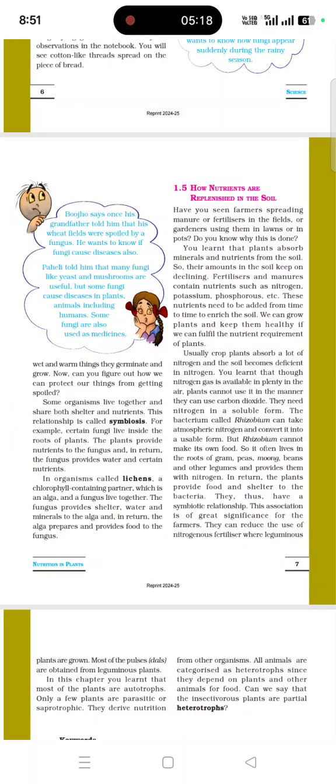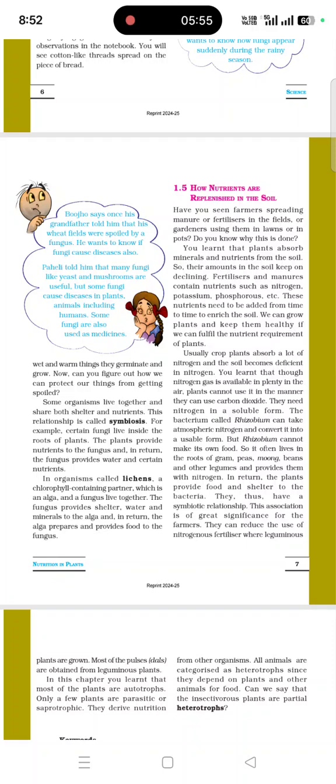Now next we are going to see another mode of nutrition, that is symbiosis. Symbiosis is a relationship where two living organisms live like friends. They cooperate with each other, for example, they share their food and shelter with each other. Here we are going to see the case of certain fungi which live inside the roots of plants, and also the case of root nodules. The organism called lichen is a chlorophyll-containing partner, an alga, and a fungus living together. The combination of this alga and fungus is said to be lichen.